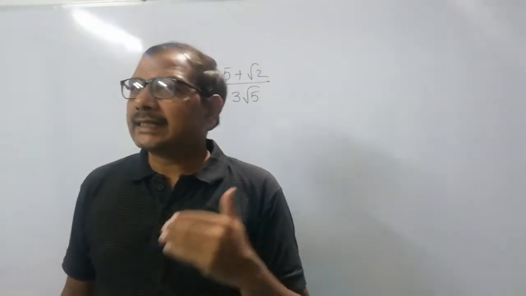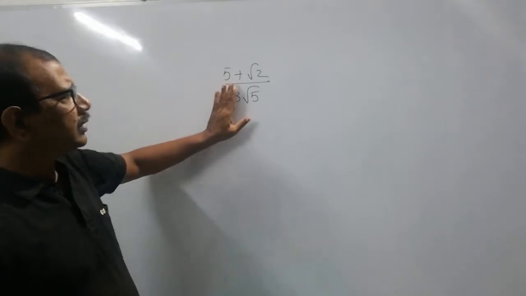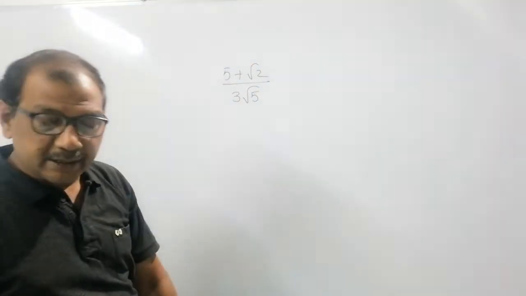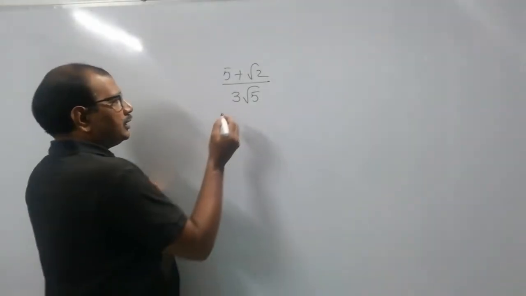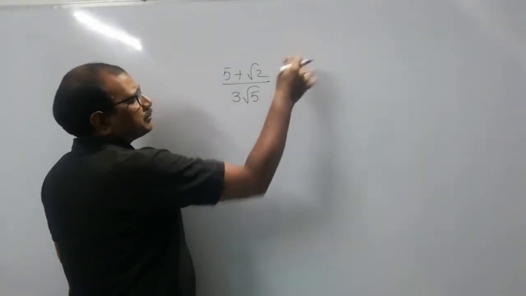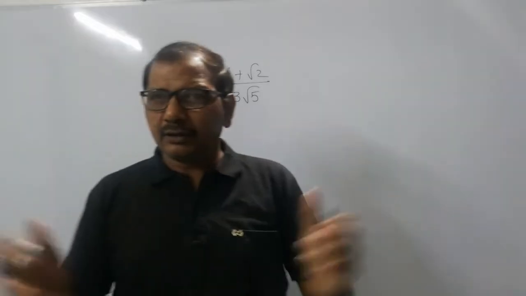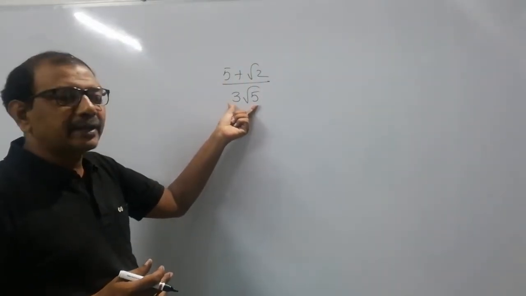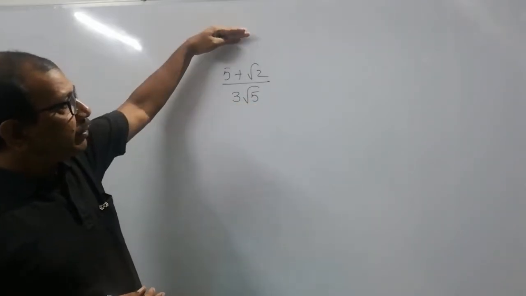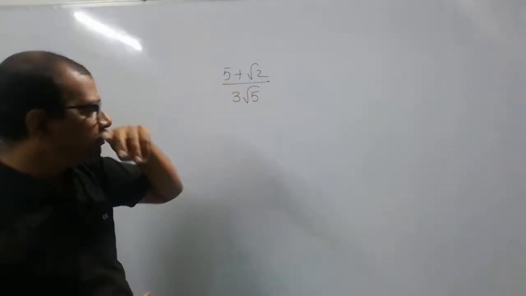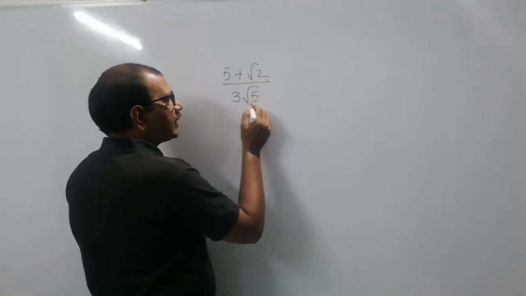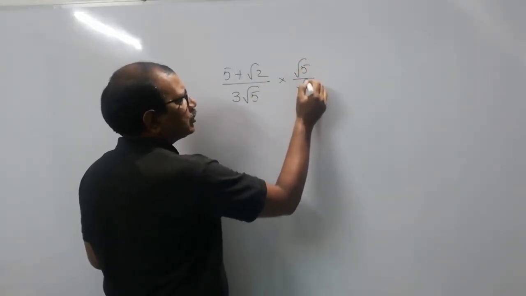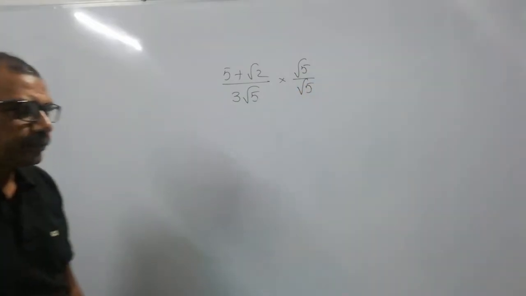But 3, since it is a rational number, no need to take this one. Even if I multiply it by 3 root 5, there is no change. You will get the same answer. But suppose you multiply by 3 root 5, it becomes a very big complicated solution. So what we will do is that we will only pick up the irrational part and we'll multiply the numerator and denominator by the rationalizing factor. So root 5 का rationalizing factor is once again root 5. So we'll multiply the numerator as well as the denominator by root 5.